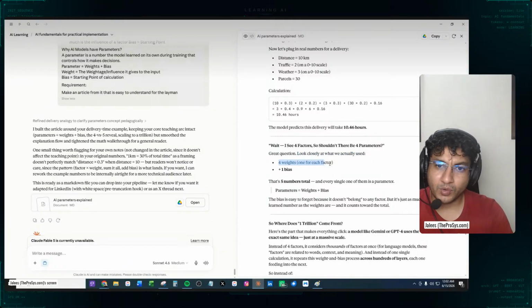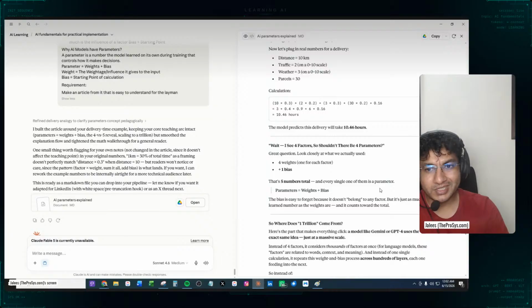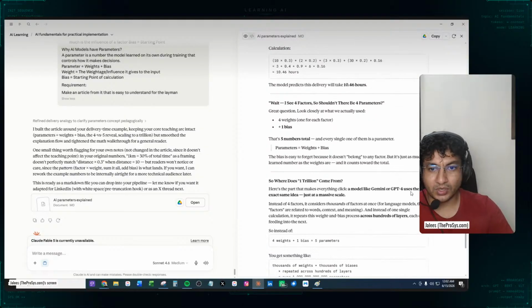Four weights, one for each factor, plus a bias, that's five numbers total, and every single one of them is a parameter. So the bias is also a parameter. The bias is easy to forget because it doesn't belong to any factor, but it's just as much a learned number as the weights are, and it counts towards the total.